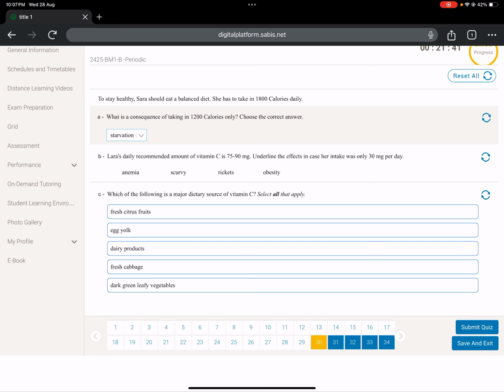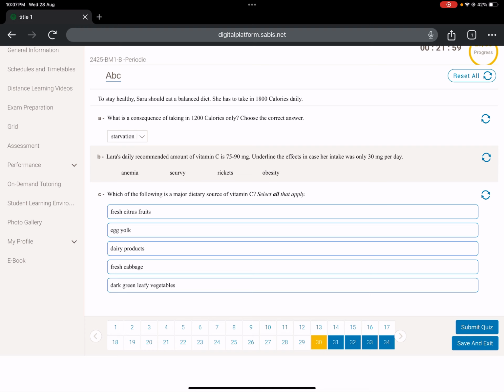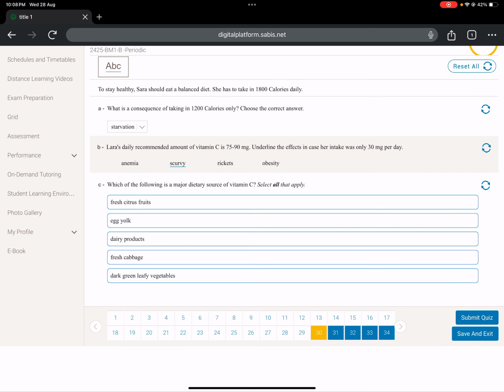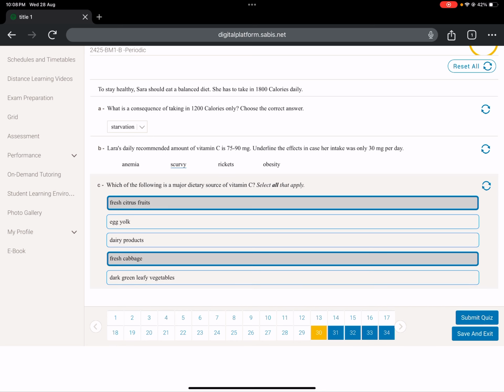Now, Laura's daily recommended amount of vitamin C is 75 to 90 milligrams. Underline the effects in case her intake was only 30. So she's way below what she needs. And a deficiency of vitamin C leads to scurvy. Okay? Let's see if we can underline it. Okay, perfect. Which of the following is a major source of vitamin C? Remember, it's fresh citrus fruits and fresh cabbage.